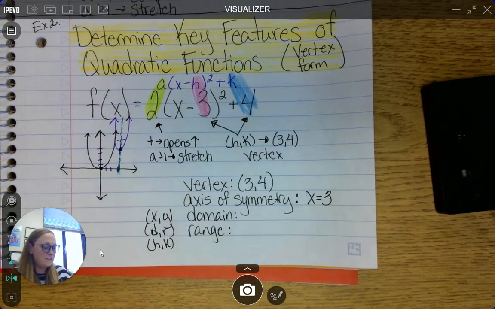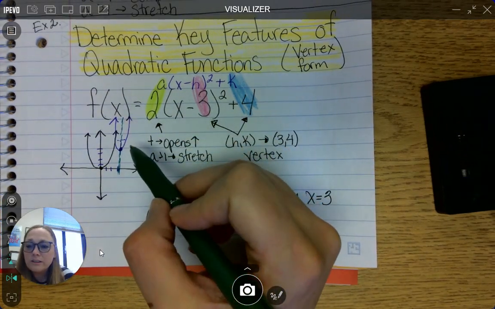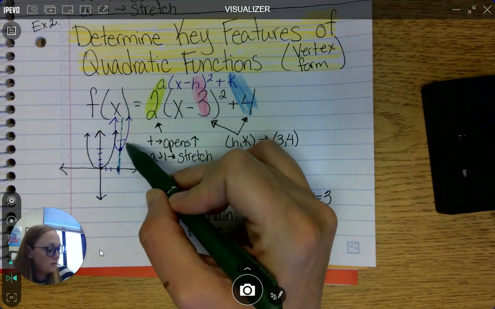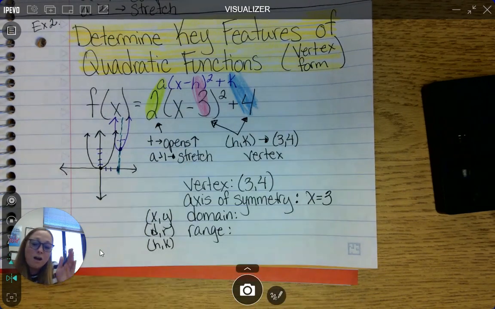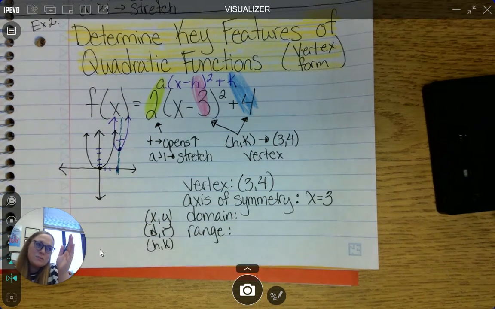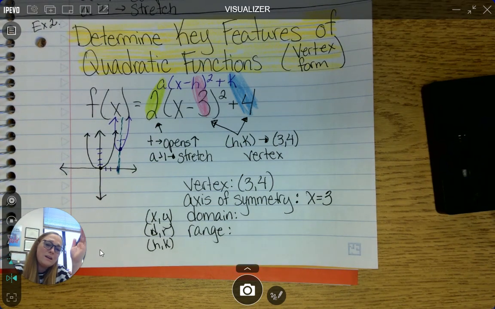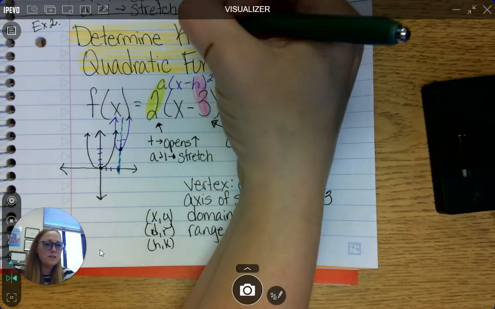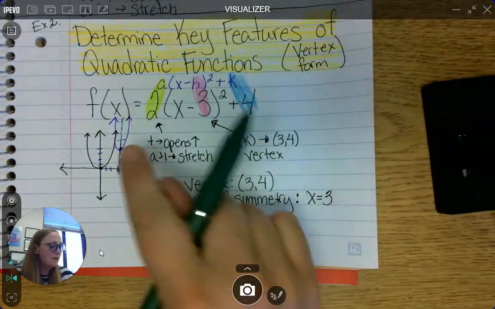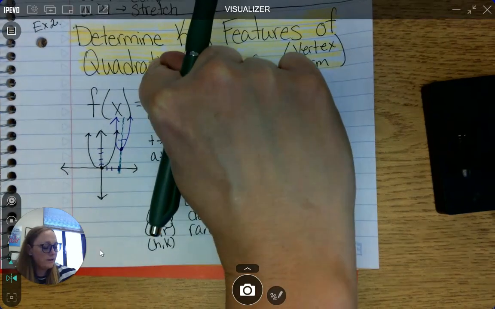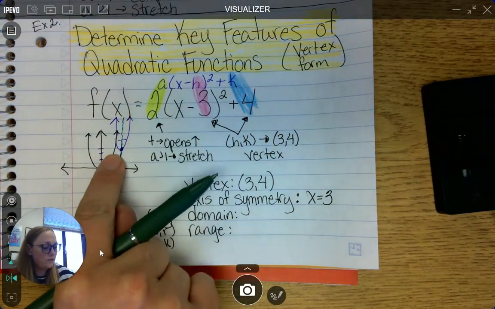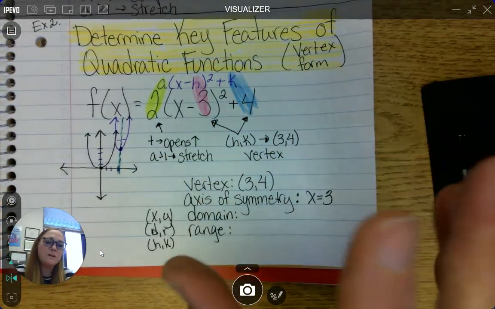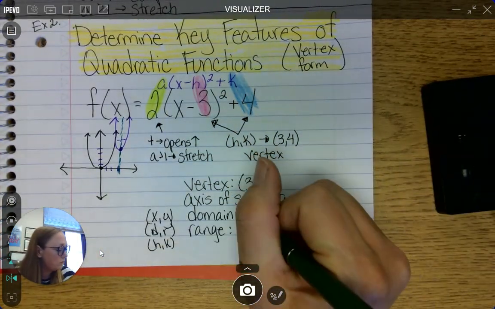So our domain is how our graph is traveling, and we're explaining it left to right. So if I follow this parabola here, it is going up, but it's slanted, so it's going towards the right, and it will always go towards the right. So way up here it is going to keep going up and to the right, up and to the right. So it's going to go forever and ever to the right, and then when I follow it to the left, it's going to go forever and ever to the left. So we say if it's all numbers right and all numbers left, it's all real numbers.